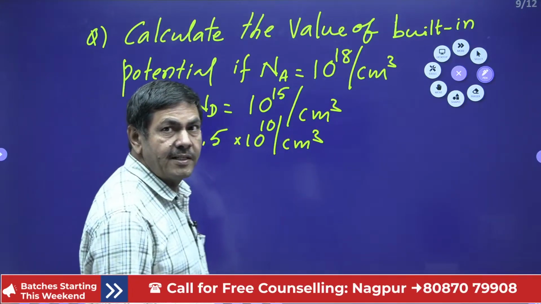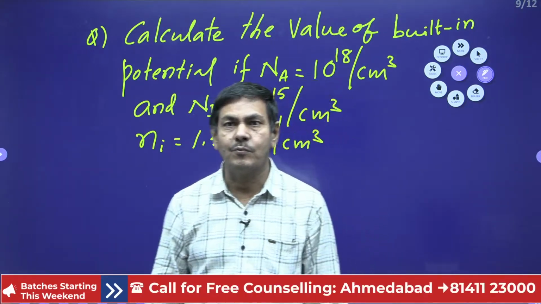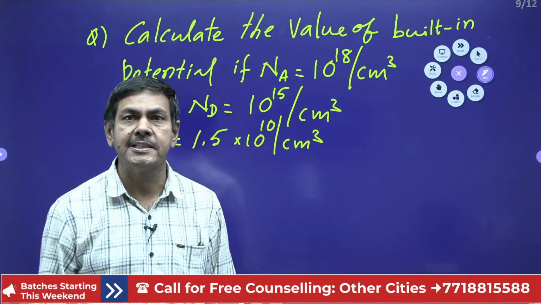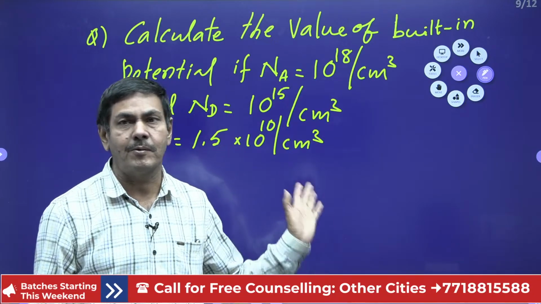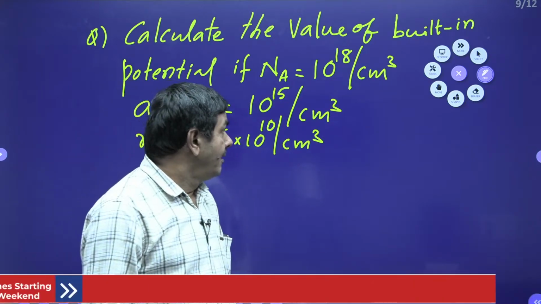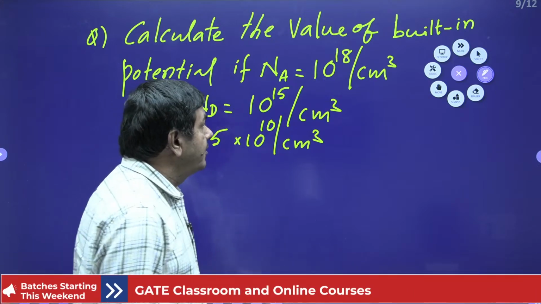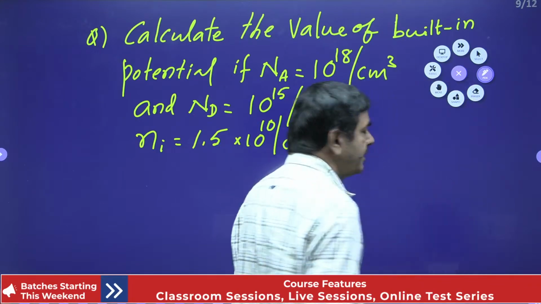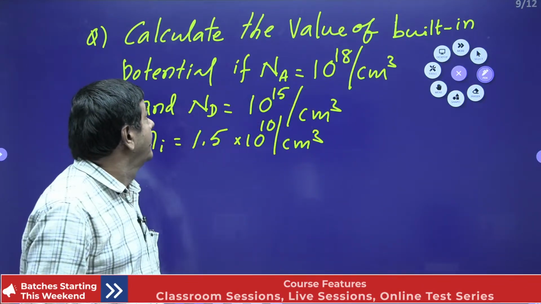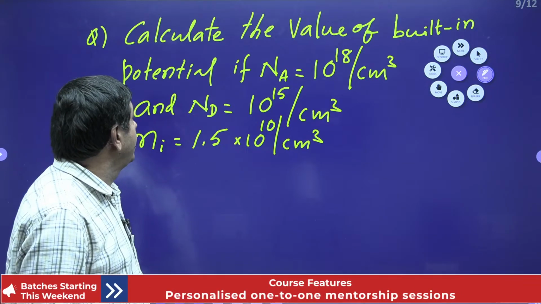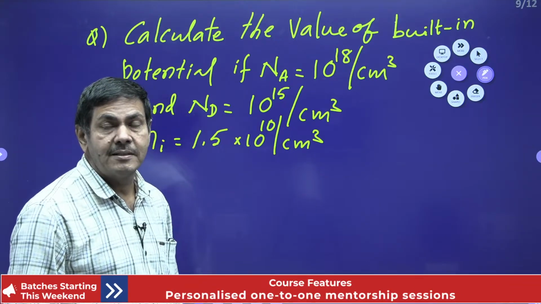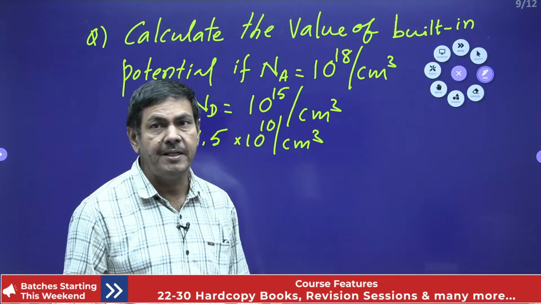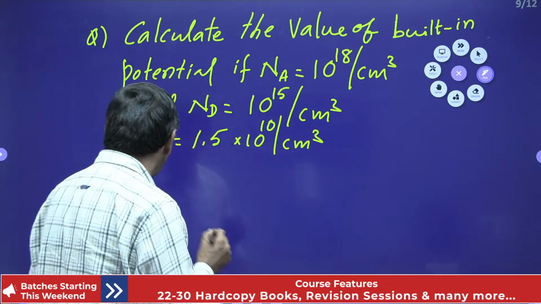Now, hereafter it is very simple to do any problem once you know the formulas belonging to the open circuited PN junction diode. But see what is given and what is asked in the problem. Calculate the value of built-in potential. Built-in potential means barrier potential, V naught or VBI. How can we find this VBI?